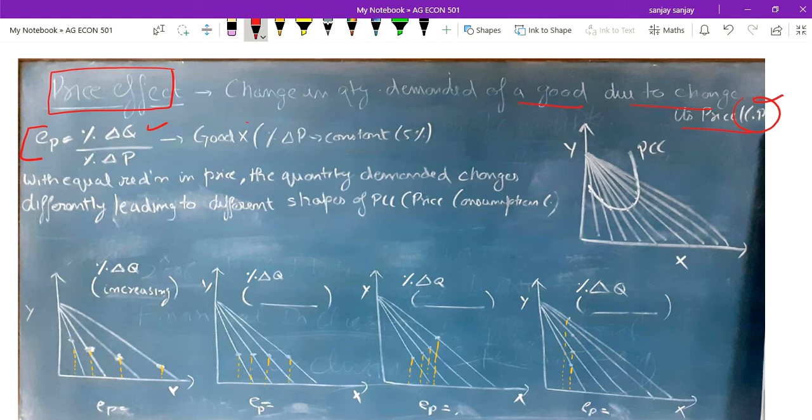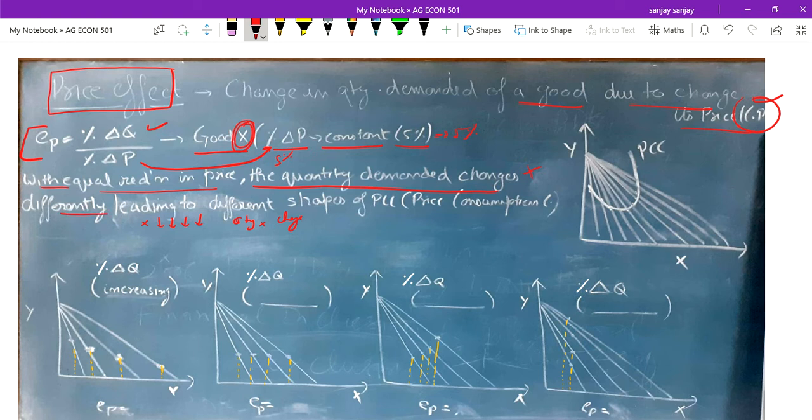Now the good we are talking about here is X, and let's see this denominator, percentage change in price. We are keeping it constant at 5%. Now with equal reduction in the price, that is, we are reducing the price of X by 5% again and again, we are now seeing how the quantity demanded of X will change. It will change differently. Let's say we start reducing the price of X by 5%, again by 5%, again by 5%, again by 5%. The quantity demanded of X will change. First, let's say you are going to buy more and more of it, and then you are going to buy constant amounts of it. Let's say it behaves differently, just understand this.